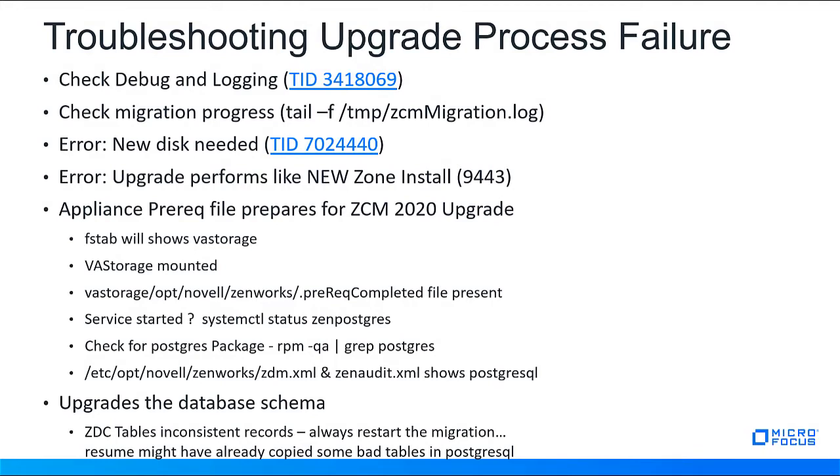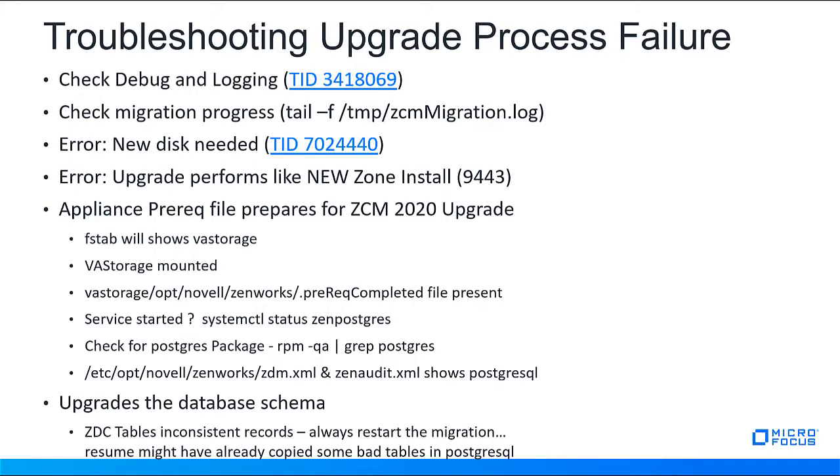Troubleshooting the upgrade process failures. Of course, you can check TID 3418069 for debug and logging in different individual components of ZCM. Also, if you want to check the migration progress as it's going on, you can tail -F the ZCM migration log. We've also seen an error where a new disk is needed, and that prompt comes up for some reason. Check TID 7024440. We've also seen an error where the upgrade performs like a new install, and it asks you for the zone name that you want to name it.